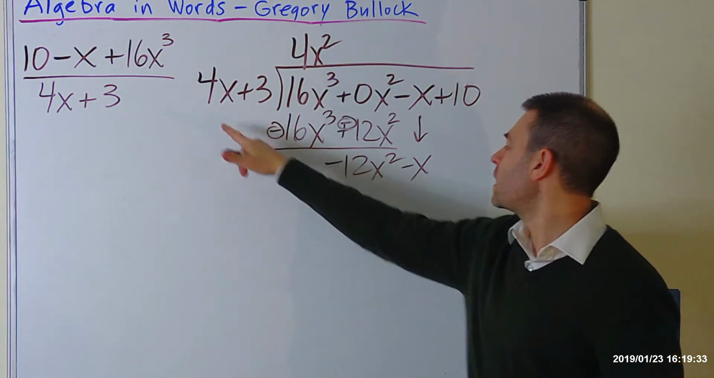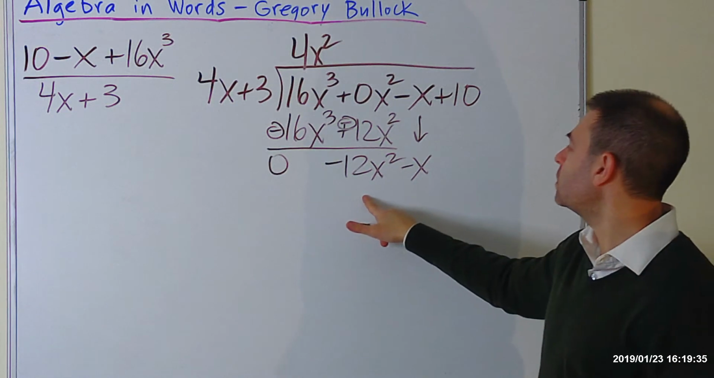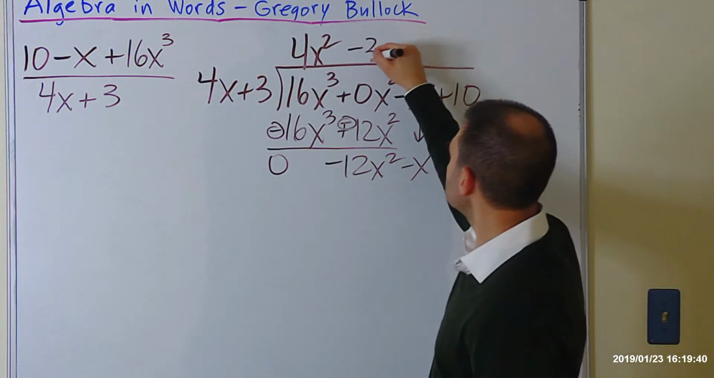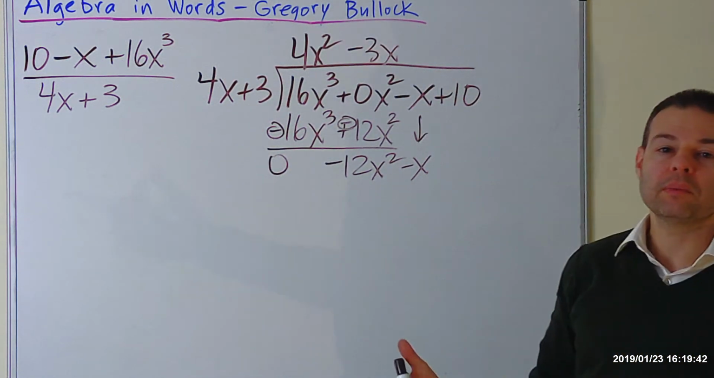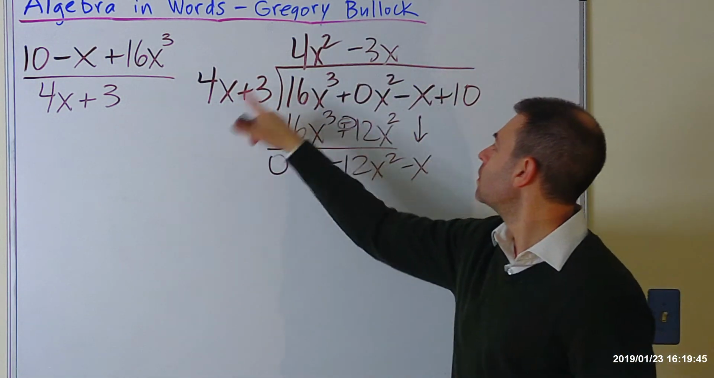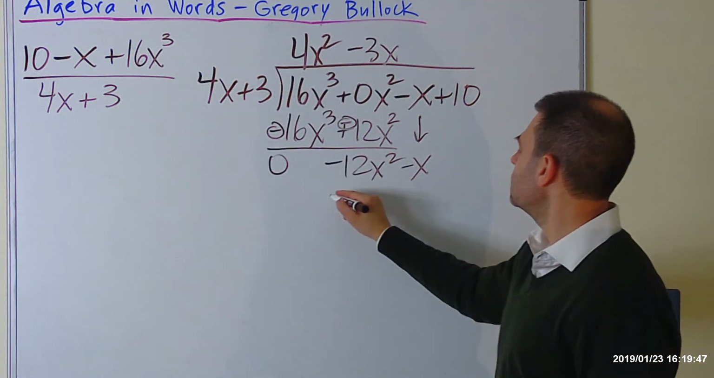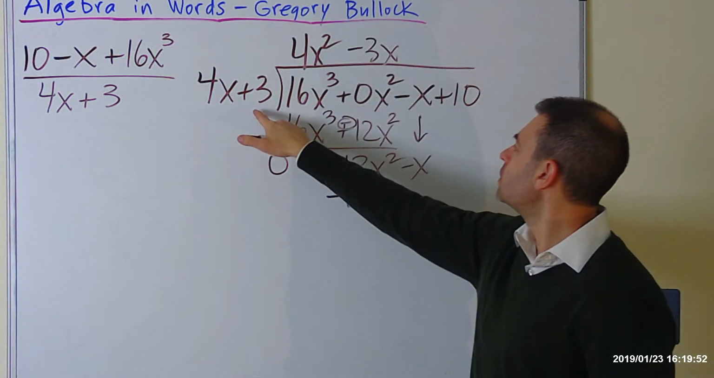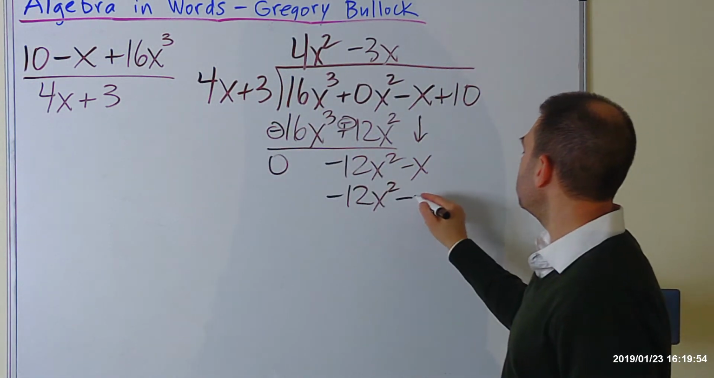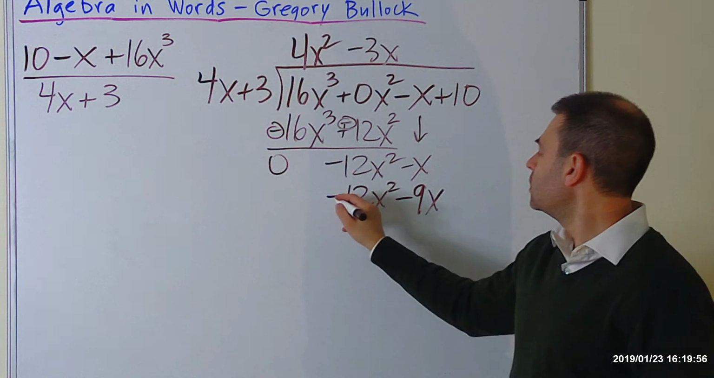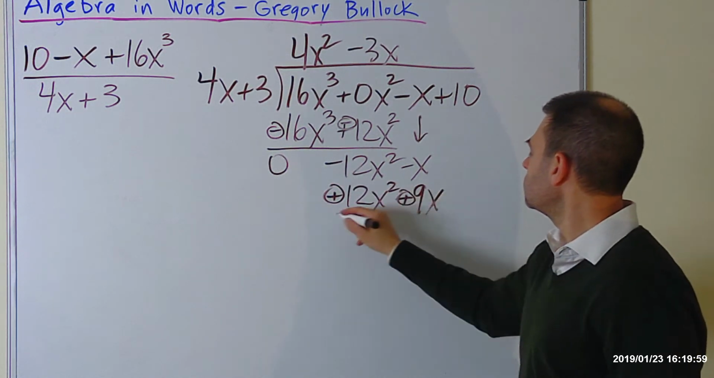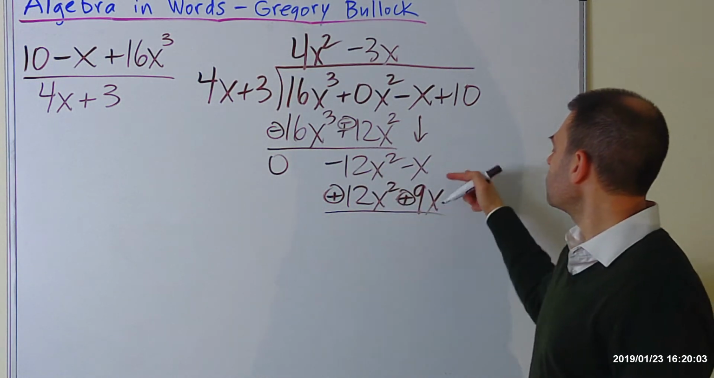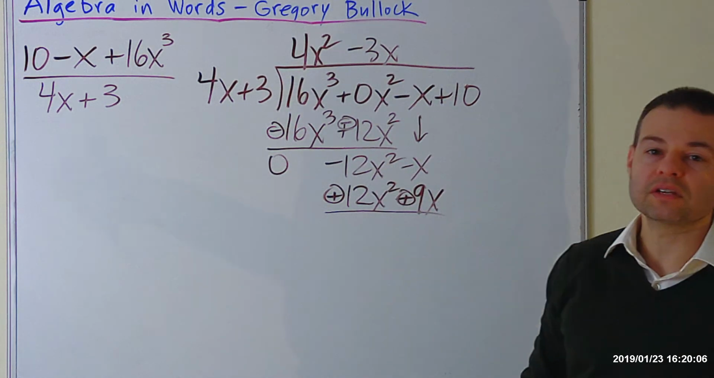How many times does 4x go into negative 12x squared? It goes in negative 3x times. So write minus 3x up top, and now we're going to multiply. Negative 3x times 4x is negative 12x squared, and negative 3x times 3 is going to give you negative 9x. Change the signs, draw the line, and these go to 0. Negative x plus 9x is going to give you 8x.